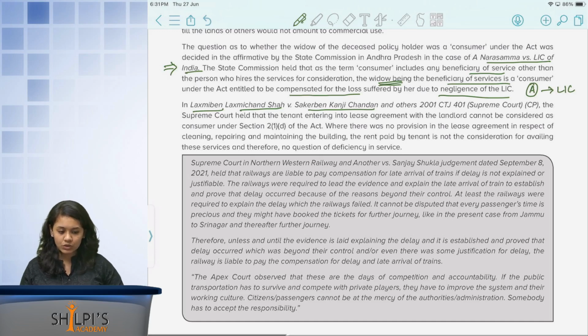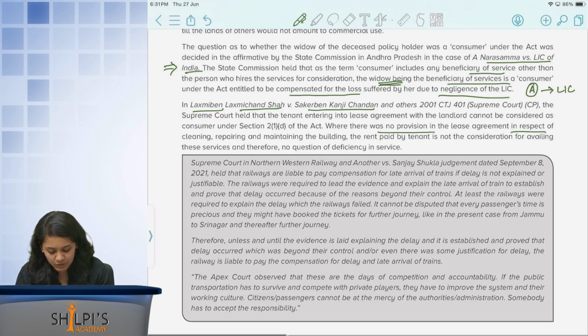But the court took a slightly different stance on this. They said that if the lease agreement does not provide for any provision in respect of cleaning, repairing, maintaining the building, then the rent paid by the tenant is not the consideration for availing these services.